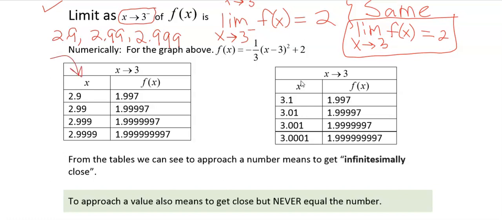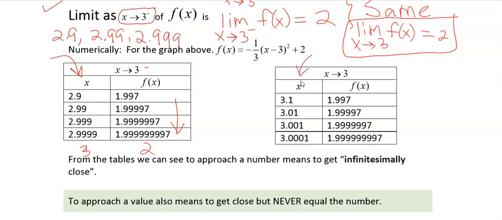If you look at these x values right here, you can see that they're all less than 3, but they're getting closer and closer and closer to 3. This would in fact be the limit as x approaches 3 from the left-hand side. So put a little minus sign there. And you can see that these numbers here, they're getting closer and closer to 3. Well, what are these numbers getting closer to? What does it look like? 1.997, 1.99997. Oh, by golly, it looks to me like they're getting closer to 2.